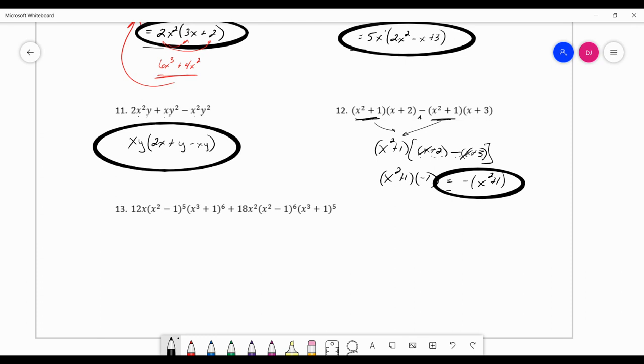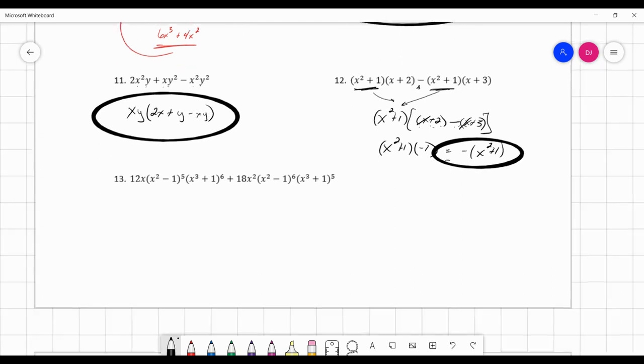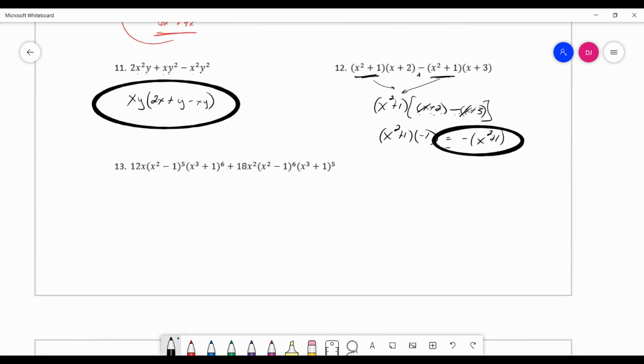So I'm going to do the same thing with number 12. Okay. Notice that in number 12, we have x squared minus 1 to the 5th here, x squared minus 1 to the 6th there. X cubed plus 1 to the 6th, x cubed plus 1 to the 5th. So I've got both x squared minus 1 and x cubed plus 1, some of them in each of those first two terms. So I've actually got several things I'm going to work here.